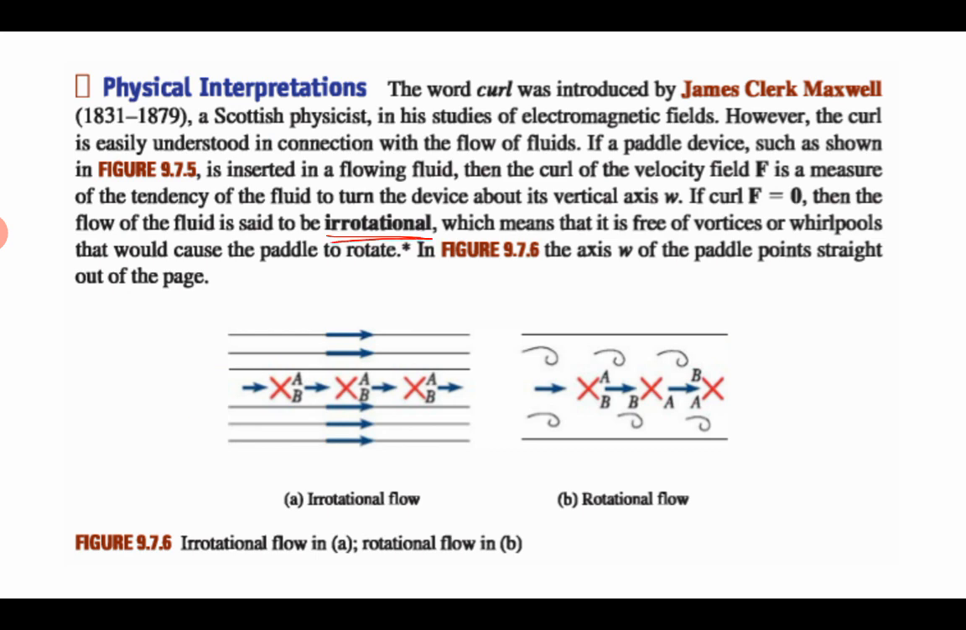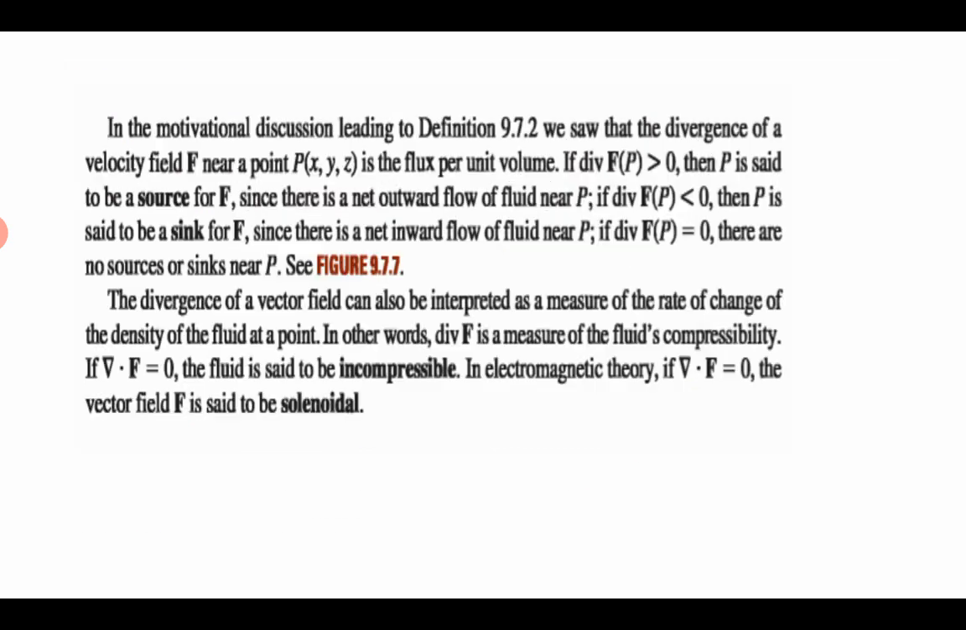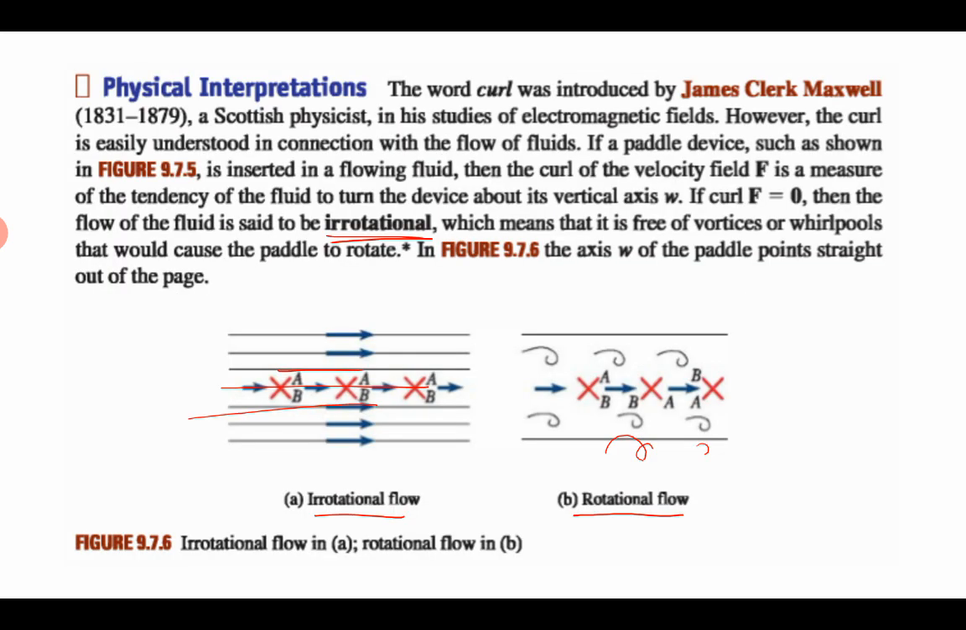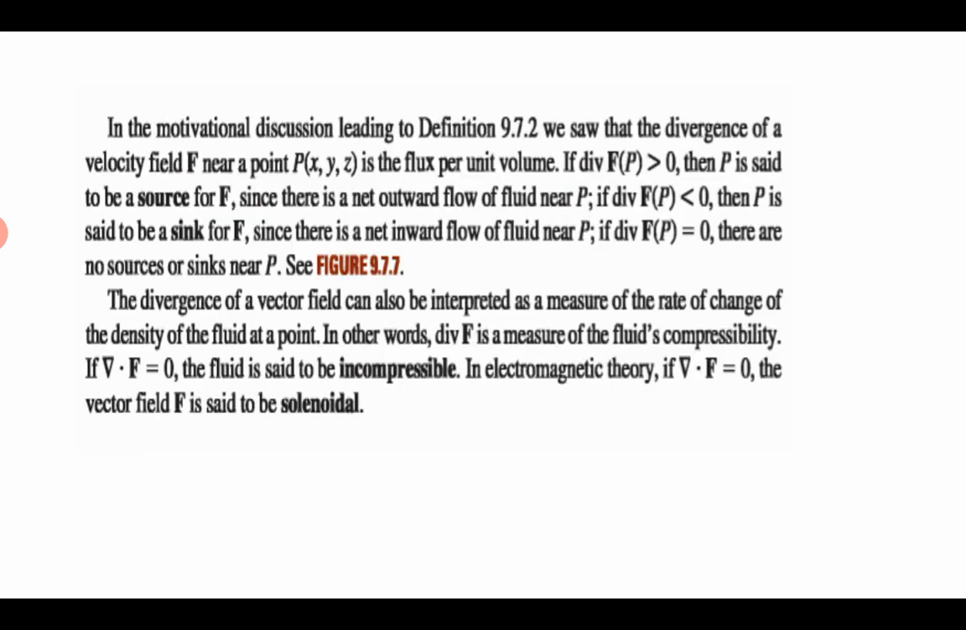This flow has no rotation. This flow has rotation, isn't it? Rotational flow. So if the curl of a vector field is 0, it is called irrotational. Similarly, if the divergence of a vector field is 0, we call it solenoidal. Solenoidal, right? Not down, this one.